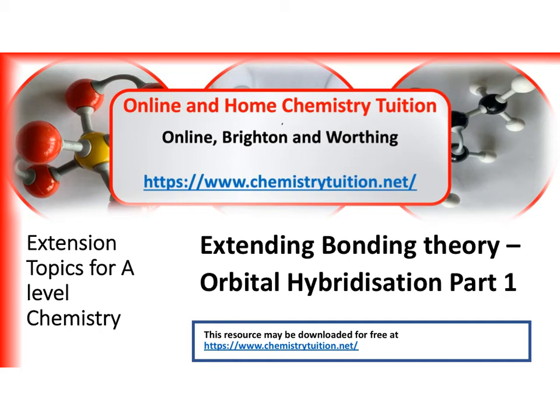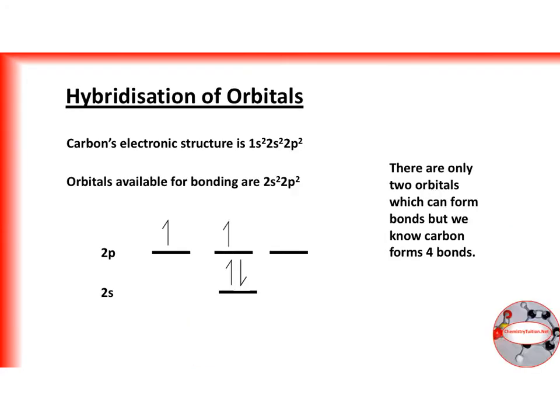In this series of videos, we're actually going to extend our knowledge of A level and look in more detail at how atoms actually bond together, to try and explain some of the odd things that we've noticed at A level. So when we come to think of carbon, we know that carbon has an electronic structure of 1s2, 2s2, 2p2.